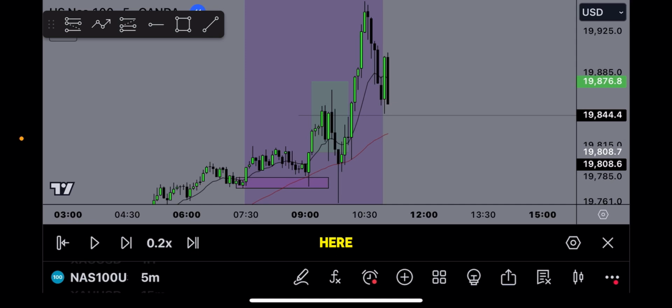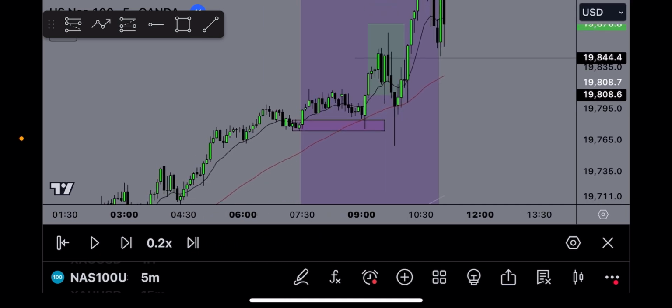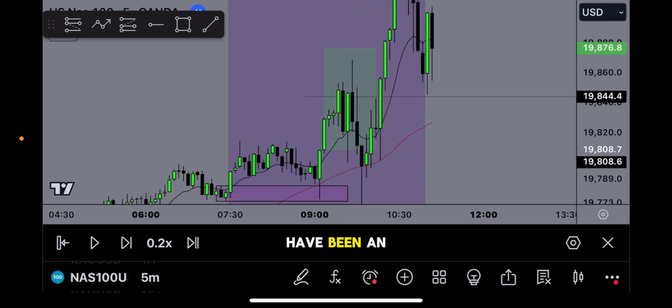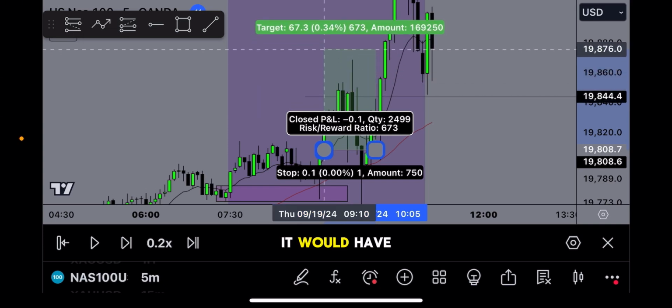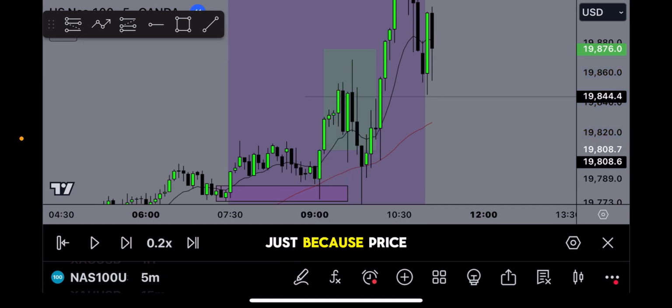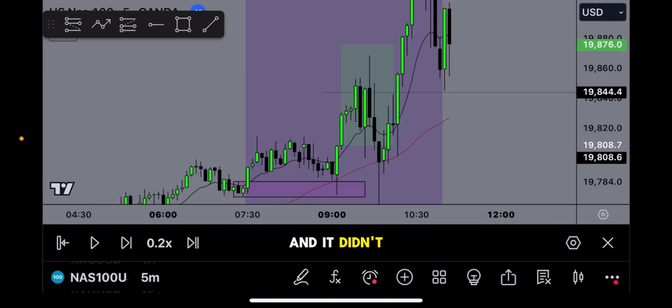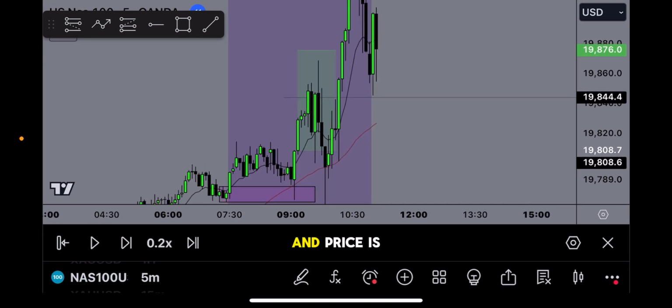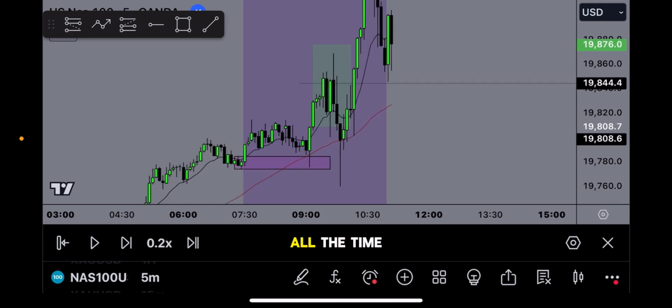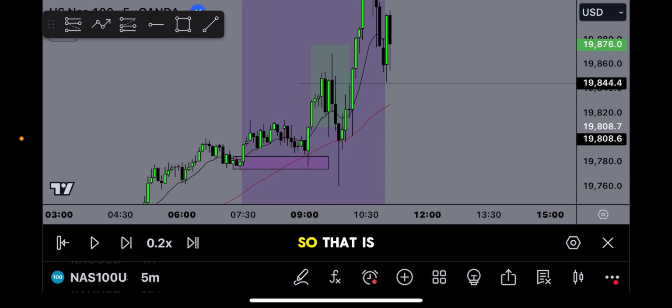Right, and the price reverses over here at the end of the session. Not bad. But this would have been an easy win for a 1-to-1. And for the 2-to-1, it would have been a little bit of a harder win just because price rejected and it didn't hit. Oh well, it happens. It's going to happen. You're not going to win every trade, and price is not going to go to your zones all the time. So that is the 3 MA with the supply and demand, and that's how you trade supply and demand, or that's how I trade supply and demand.